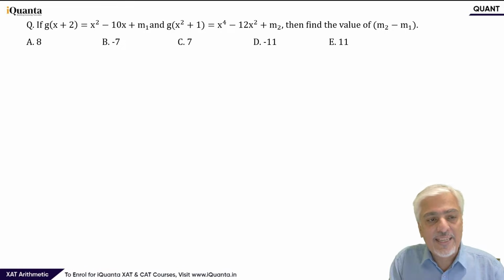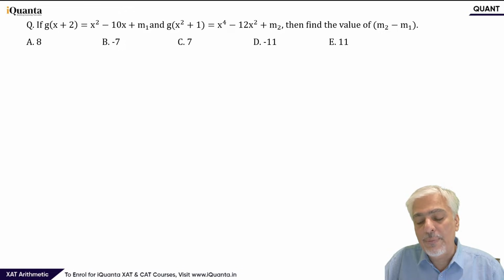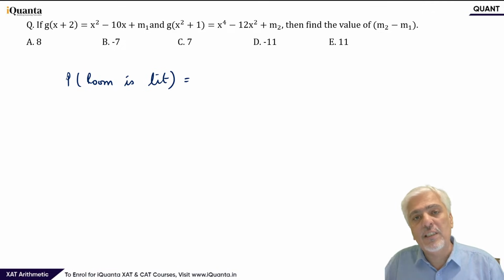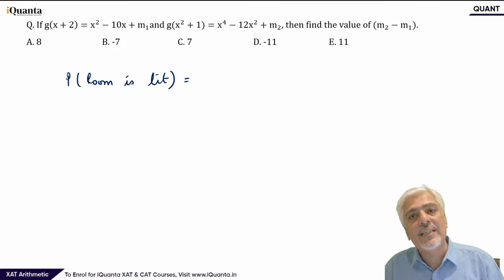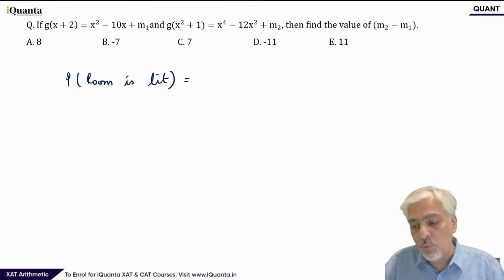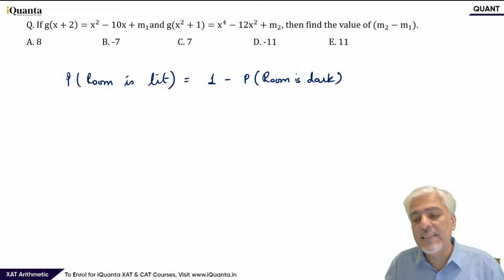So when, like in the previous question, if I want to say probability of the room is lit, the long method will be what? 1 lit, 7 unlit, 2 lit, 6 unlit, and so on. But the easier method will be 1 minus probability of the room is dark. And room is dark means all are not working. Is that clear?